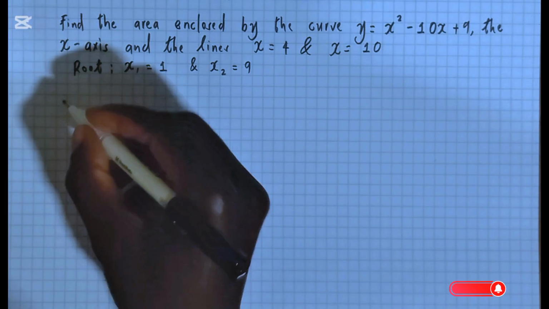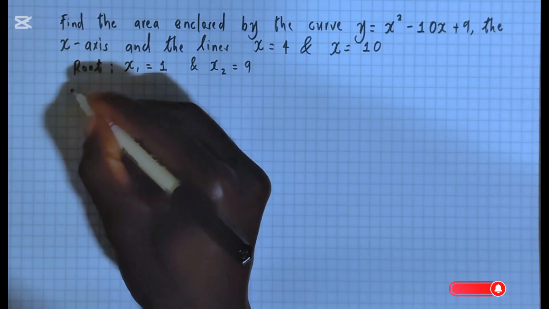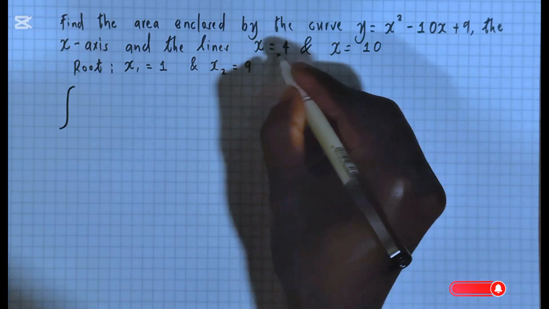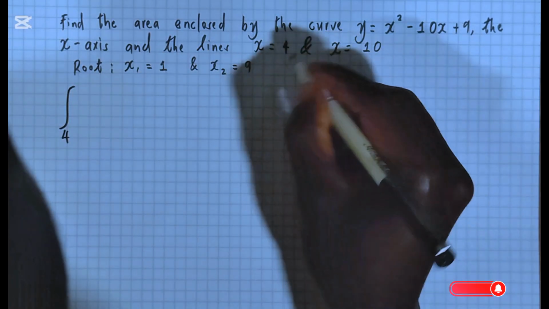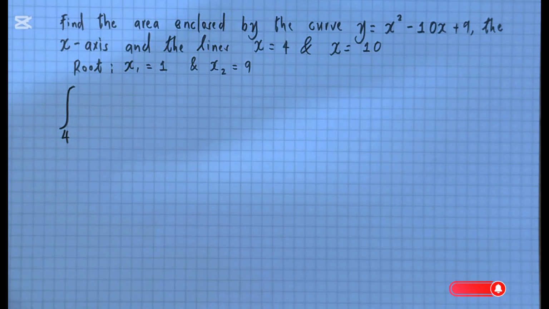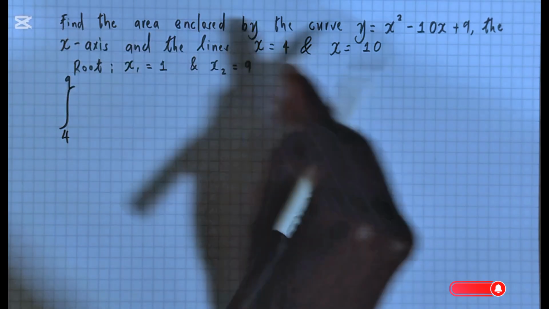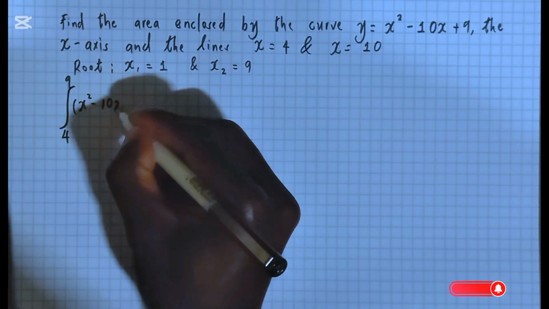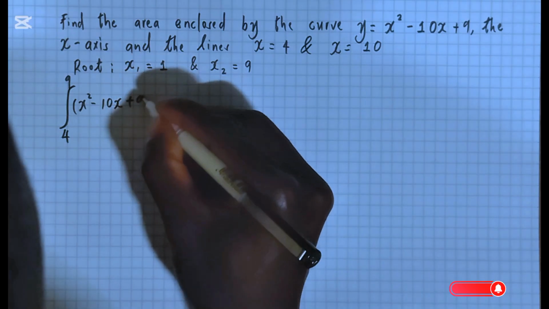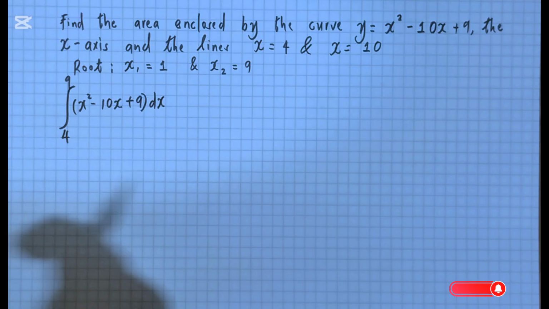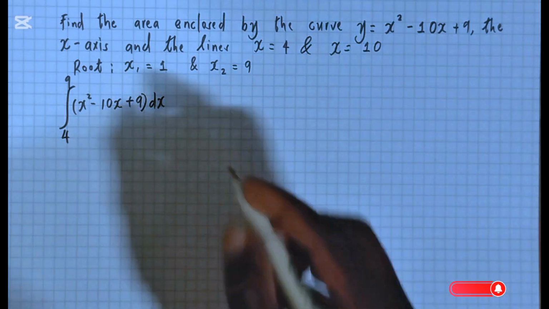So we are going to solve this by finding the definite integral from 4 to 9. Remember, 4 to 9 was within the bounded region below the x-axis. So from 4 to 9 of x squared minus 10x plus 9 with respect to x. We're going to find that area, and then we're going to add it to the other region.